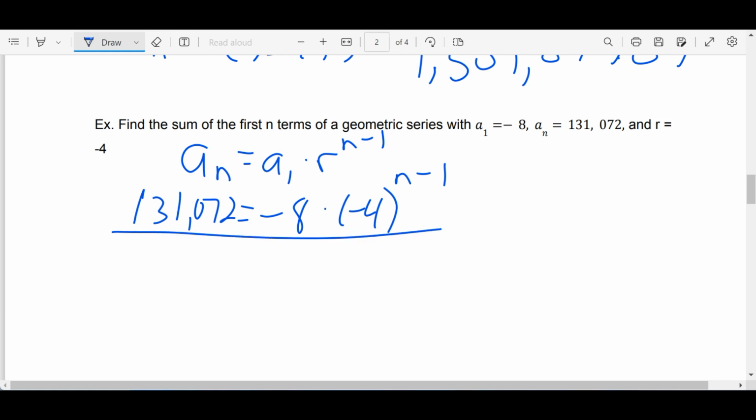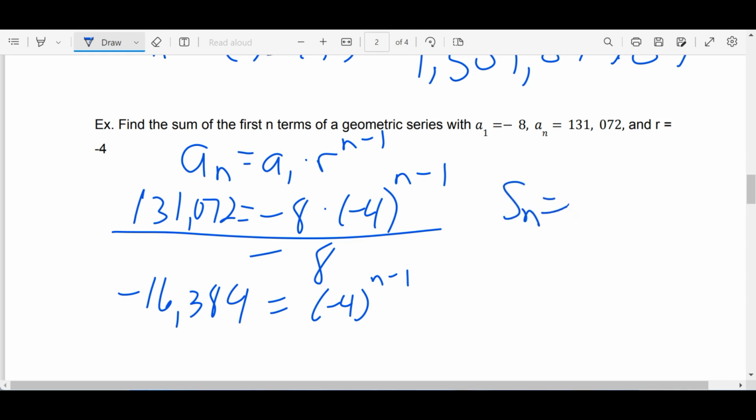Divide both sides by negative 8. And that will get me negative 16,384. And then, so what value would n have to be? And I just realized I had an easier way of doing it, so we're going to stop this nonsense right now. I should have done a second formula. Silly me. I'm sorry. You wrote all that. My apologies. Let's do it the easier way.